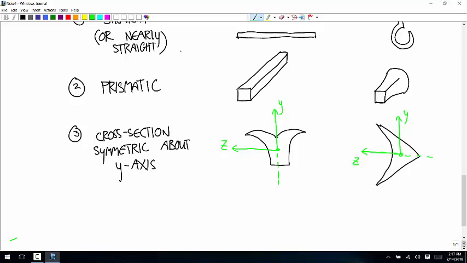Okay, so the real problem isn't how you orient the coordinate system. The real problem is how the symmetry relates to the bending axis. The key here is that it's symmetric about y, and our bending axis is z. If you flipped it so the y-axis was that way, the problem is that if you're still bending the beam down this way, you haven't changed the relationship to the bending axis.